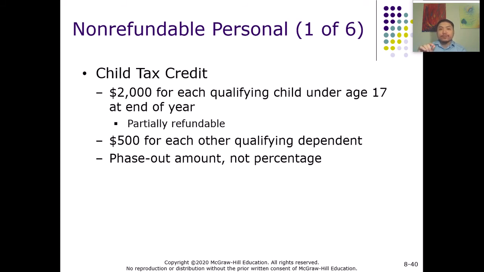The child has to be a qualifying child and has to be under the age of 17, right? And then after already considering the qualifying child, if the taxpayer still has some other type of dependents, maybe qualifying relative, maybe parents.